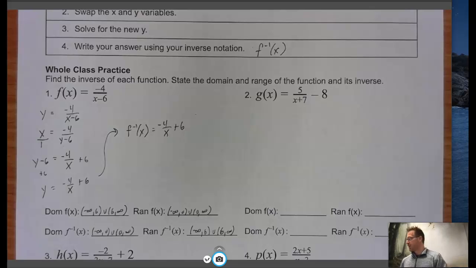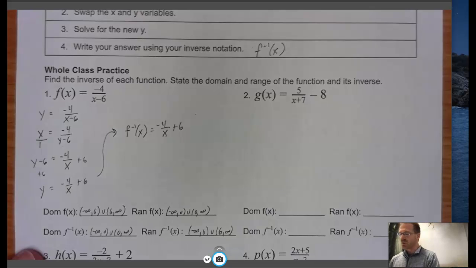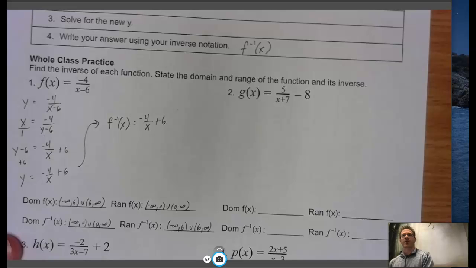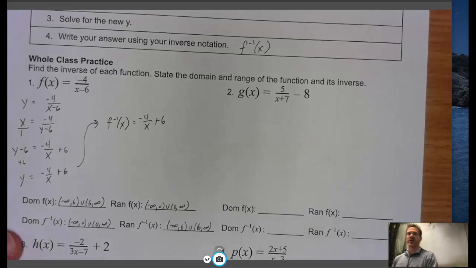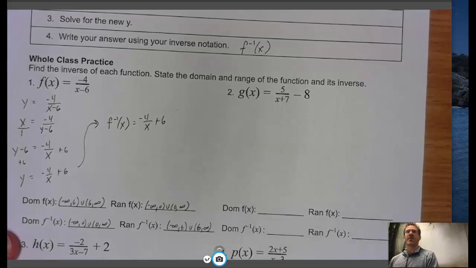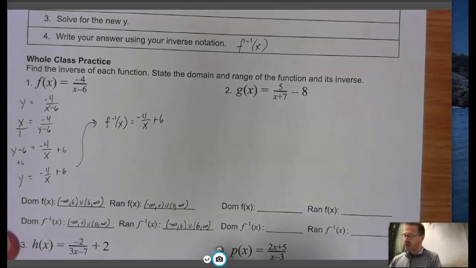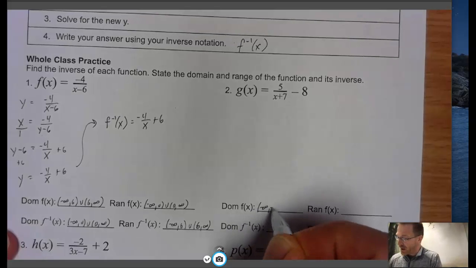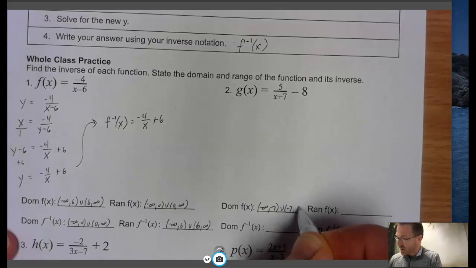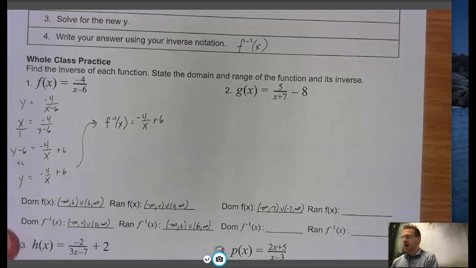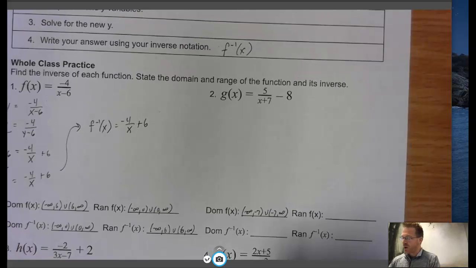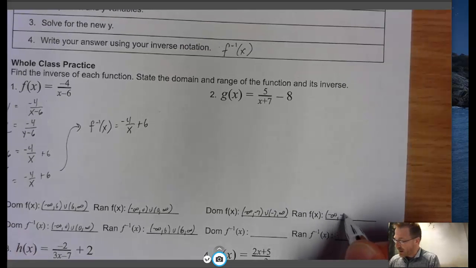All right, so let's take a look at number 2 here. Once again, let's start with the domain and range of our original function. Once again, we're in HK form here. So I can see that my vertical asymptote would be at negative 7. So I know my domain would be everything but negative 7. So in interval notation, it would look like that. I can see that my k value is negative 8. So I would get everything in my range but negative 8. So I'm going to get this guy right here, like so.